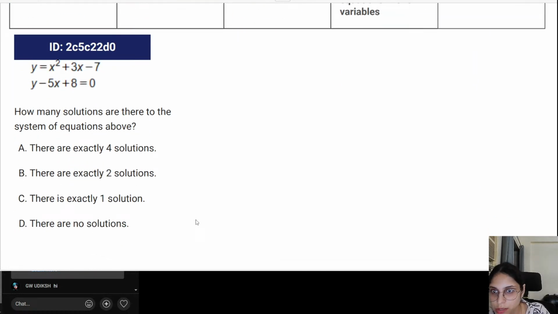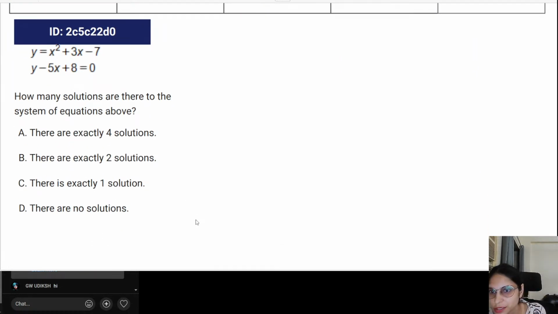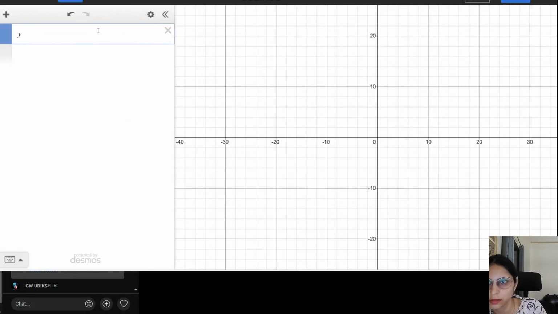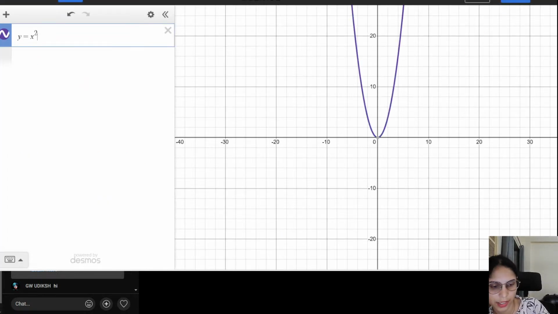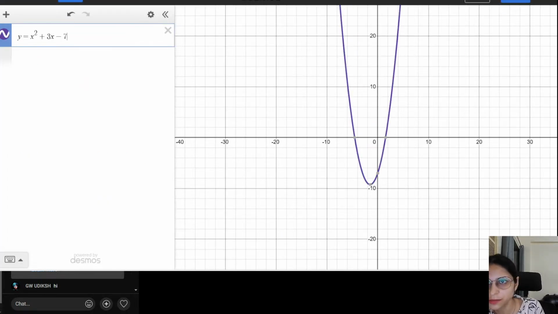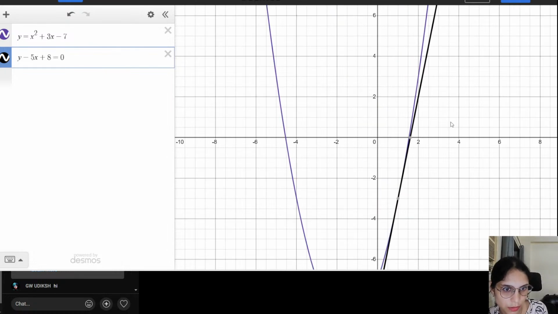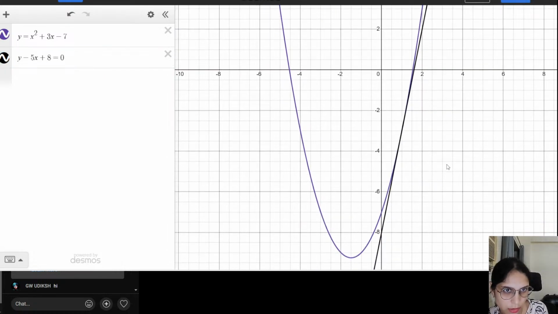79, they want to know how many solutions are there. So exactly 4 solutions, that cannot be the case. Here you can just use Desmos because there are 2 equations. So y equals x squared plus 3x minus 7. Y minus 5x plus 8 is equal to 0. There's only one solution.